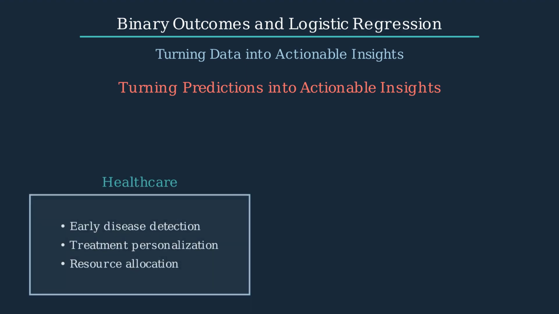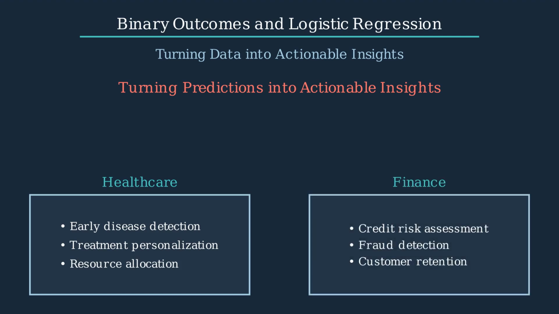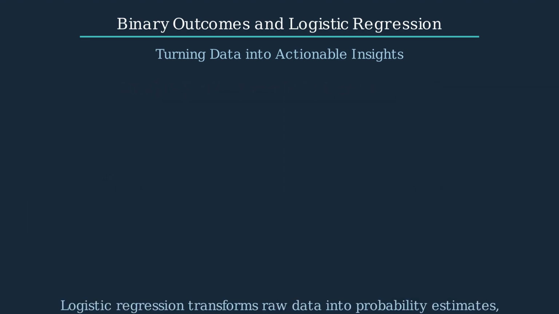In healthcare, it enables early disease detection, personalized treatment plans, and efficient resource allocation. In finance, it supports credit risk assessment, fraud detection, and customer retention strategies. Logistic regression transforms raw data into probability estimates, helping decision-makers take informed actions based on predicted outcomes.